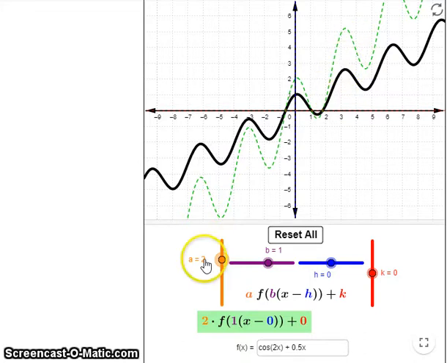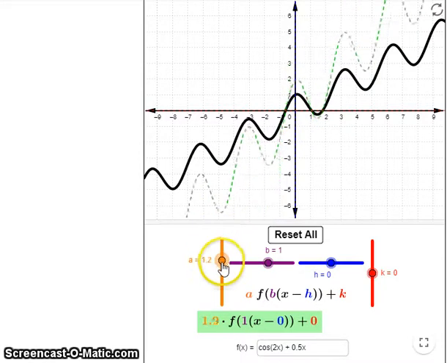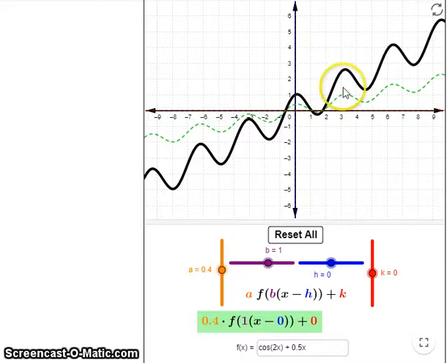So when a is a number like 2, it's going to make the graph twice as tall. Notice that it does not change anything in the horizontal direction. It's just making it taller or shorter. So I'm going to go ahead and stretch it big. I'm going to come back and stretch it smaller. So notice now that I'm actually compressing this graph down from its original height towards the x-axis. And this occurs when a is less than 1.